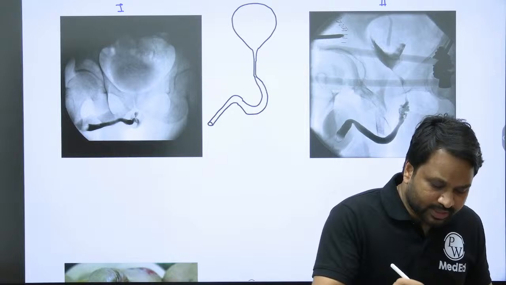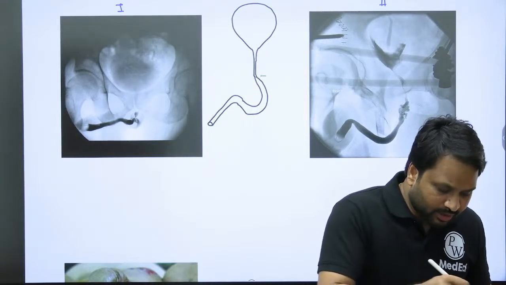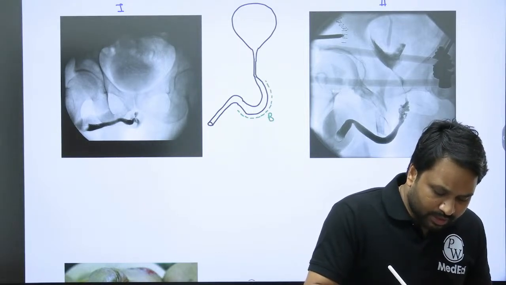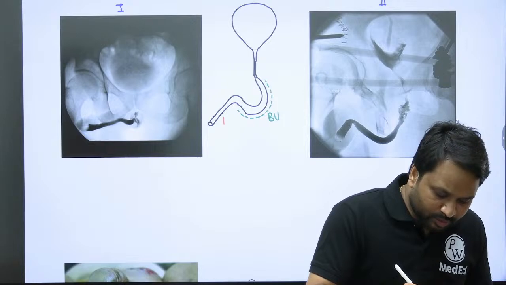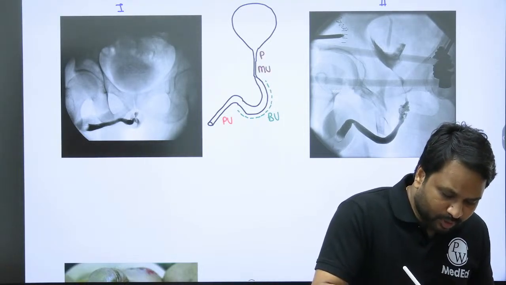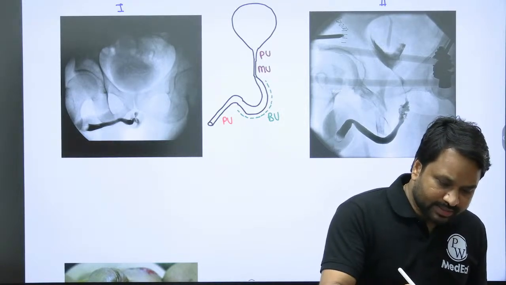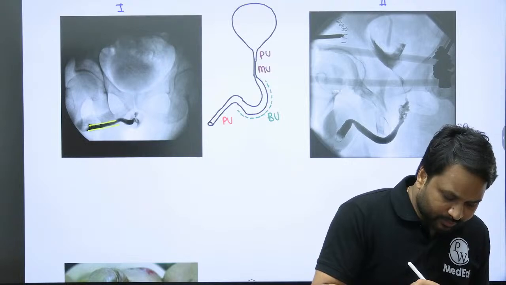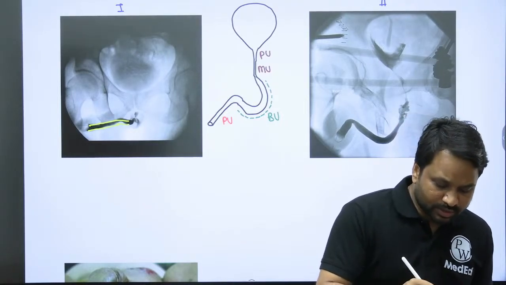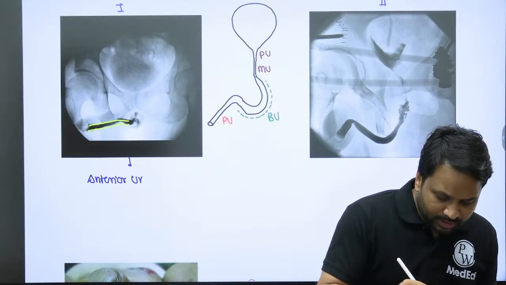So whenever the contrast is going to pass, you have to identify this hairpin loop, right? Wherever this hairpin loop is present, this is your bulbar urethra. After that, this is going to be the penile urethra. Before it, it is going to be the membranous urethra and the prostatic urethra. Now you can see the contrast here. It is entering. It goes here. Before the hairpin loop even completes, it starts leaking. So the leak is from the bulbar urethra. So this is your anterior urethral injury.